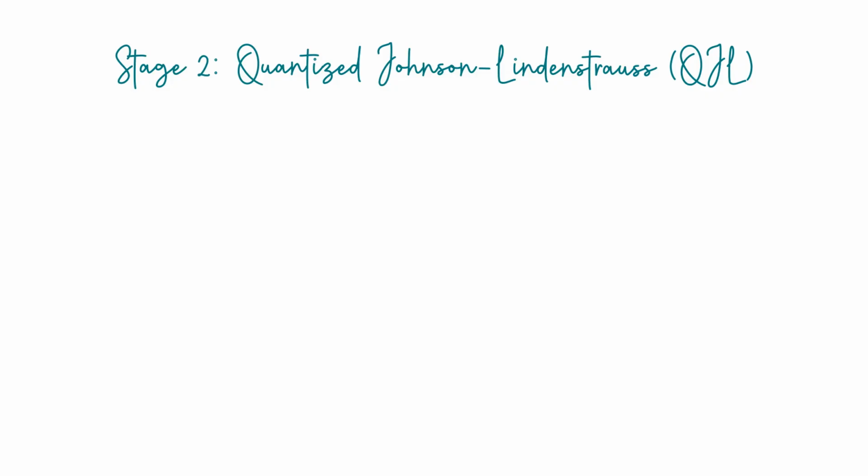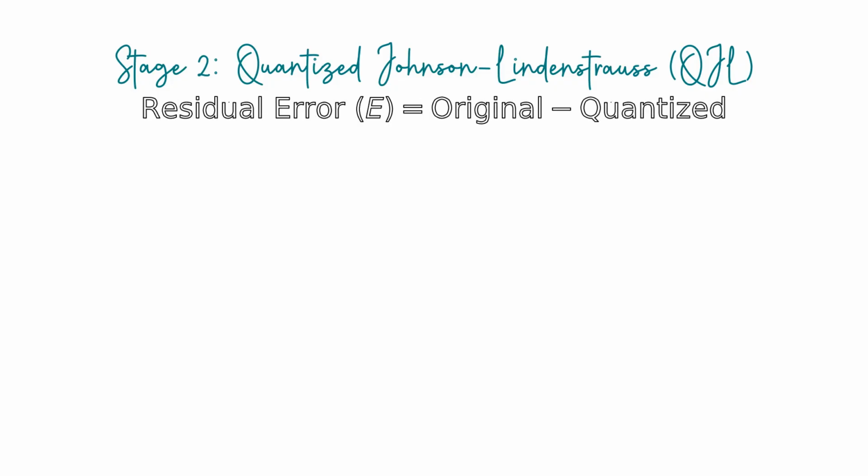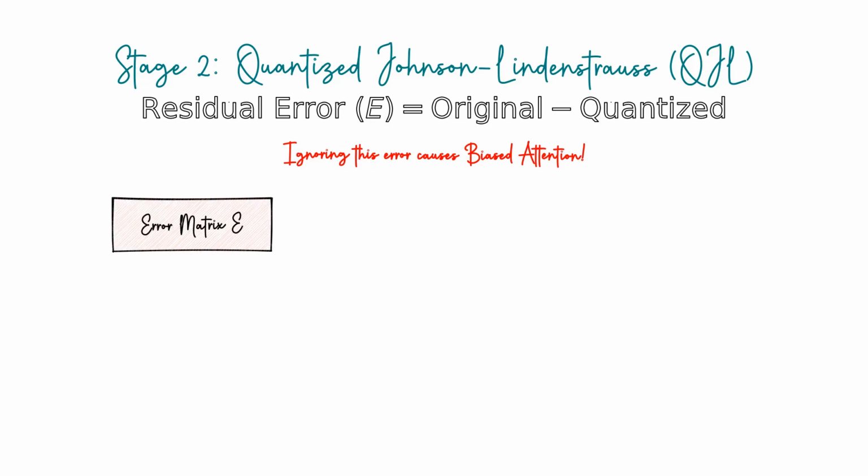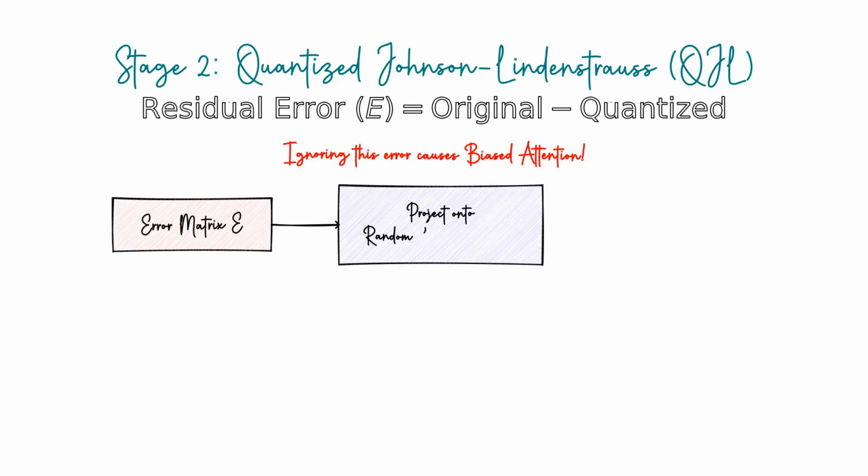But wait. Stage 1 is incredibly efficient, but compression always leaves a residual error. In transformers, attention is calculated via inner dot products. If we ignore the residual error, our dot products become mathematically biased, and the model's accuracy degrades. To fix this, TurboQuant introduces Stage 2, the 1-bit quantized Johnson-Lindenstrauss Transform, or QJL.